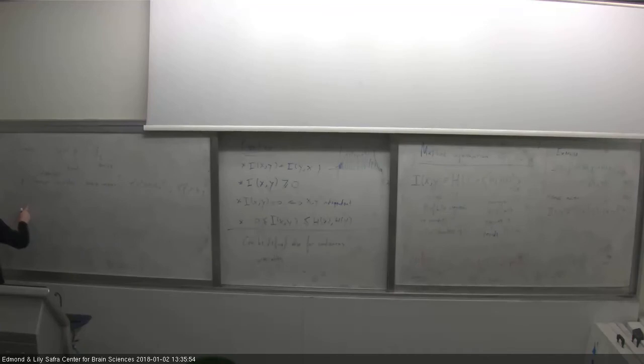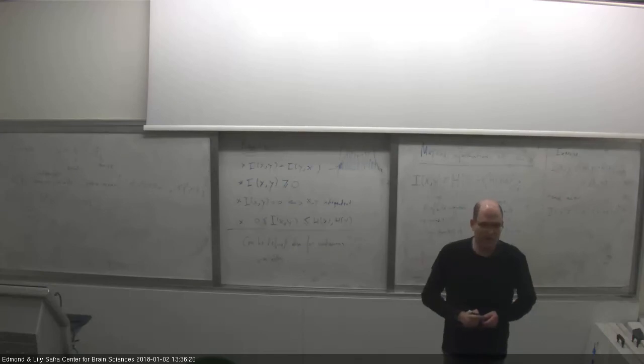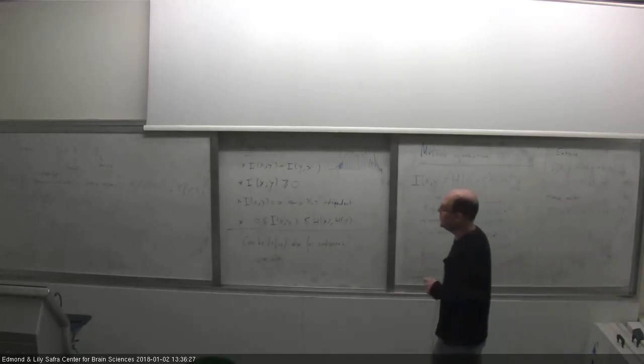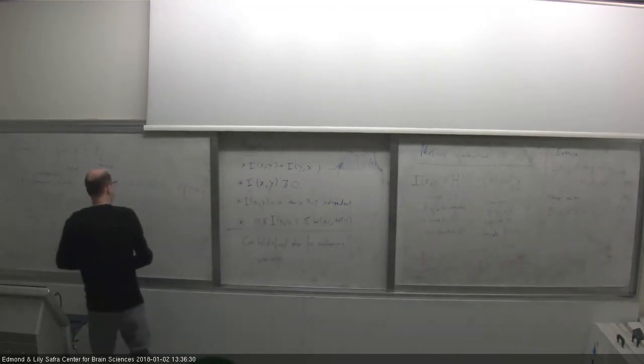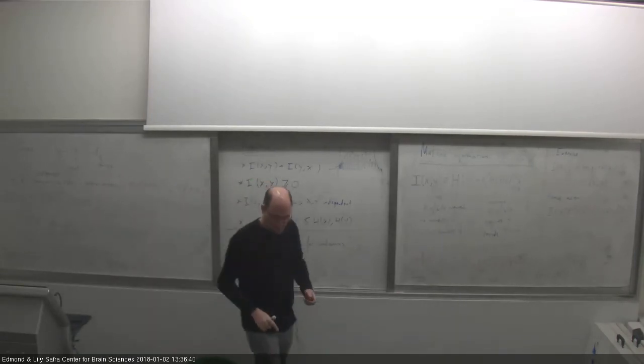I will write it now in nits. It's S of Y minus the average of S of Y given X, averaged over X. What can we say about Y? What kind of variable is it? Sum of two Gaussians. It's also a Gaussian. What is the variance of Y? It's just the sum of these variances, right? So we know what is the entropy of a Gaussian.